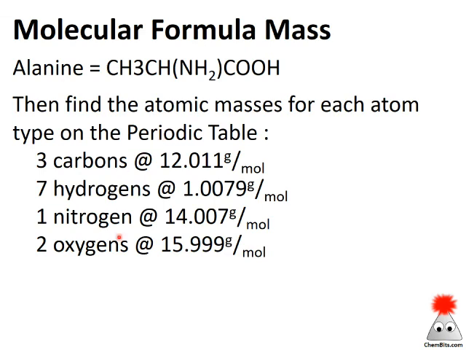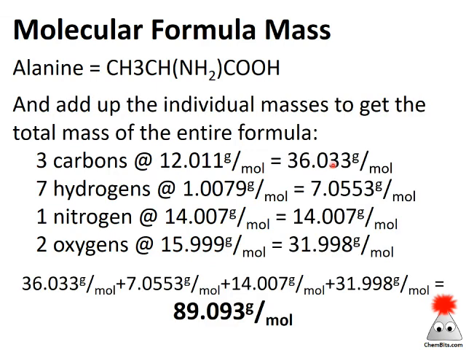Same thing, look up those atomic masses. This time I'll do it in grams per mole. It's the same number off the periodic table. Multiply those across and add them up so we get to a molar mass of 89.093. Again, I'm rounding to the third decimal because my inputs are limited to the third decimal.